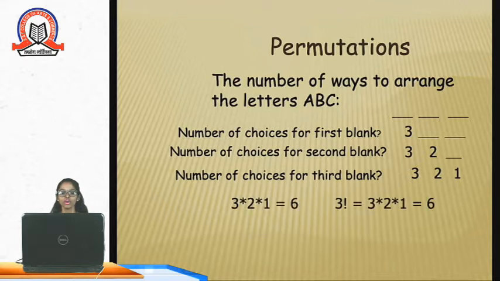That is, multiply all these possibilities or options: 3 into 2 into 1. Why multiplication? Because all these places are important. Therefore, my answer is 6. Using the factorial notation, the answer is 3 factorial: 3 places, 3 letters. In the factorial notation method, we write n factorial. In this example, my value of n is 3. Find the 3 factorial. 3 factorial means 3 into 2 into 1, which is equal to 6.